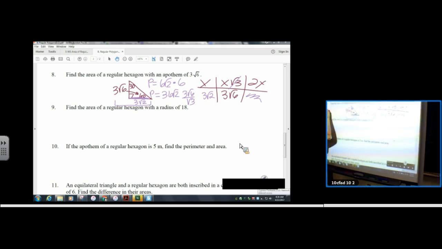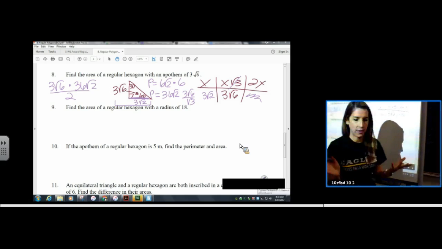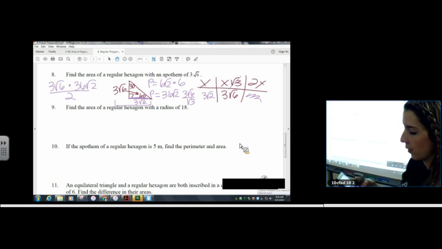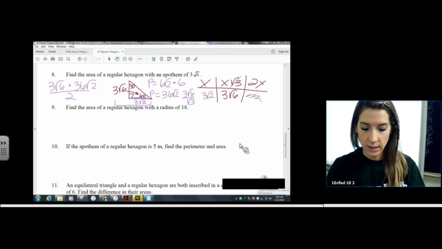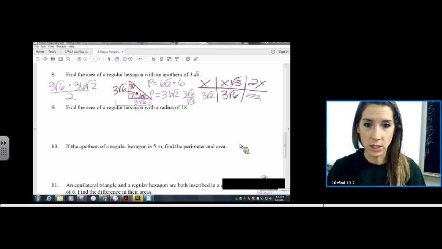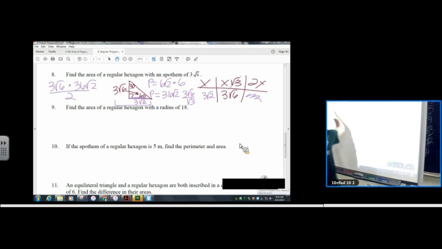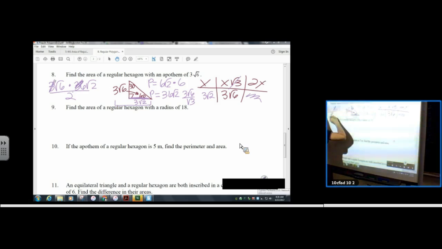So apothem times perimeter divided by 2. I like to multiply through all of my whole numbers. For example, I like to do 3 times 36 divided by 2. So I used the 3, the 36, and the 2, and I got 54.